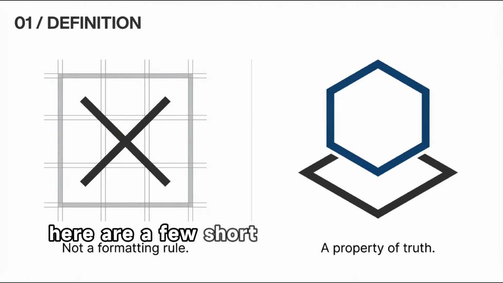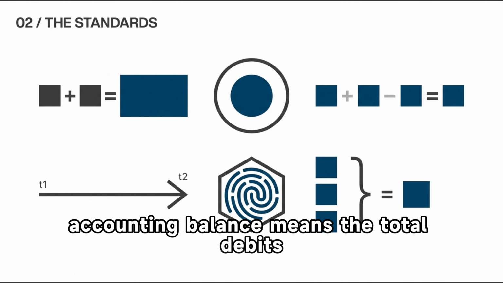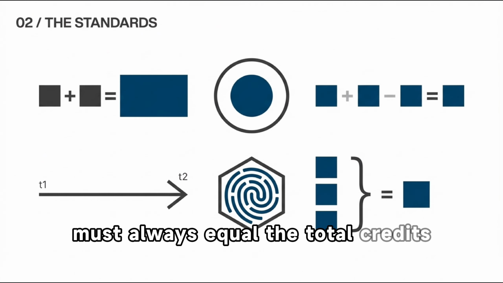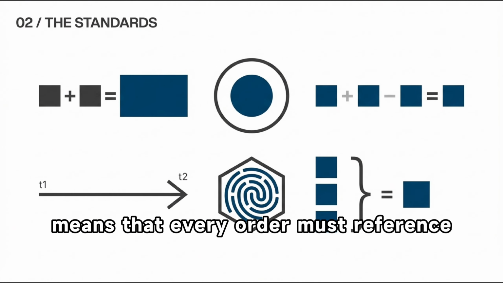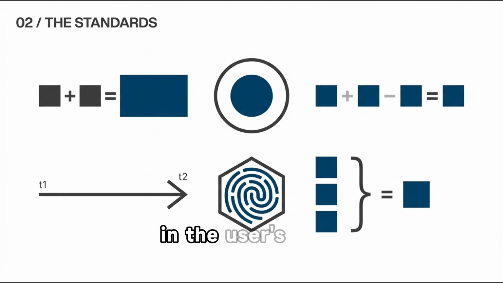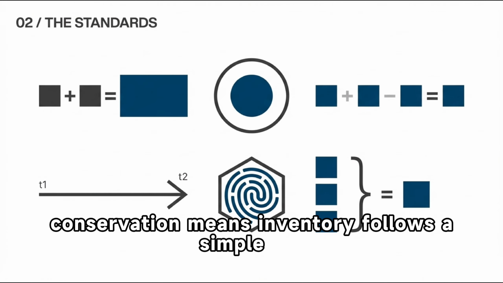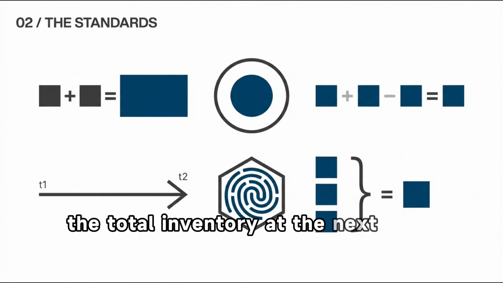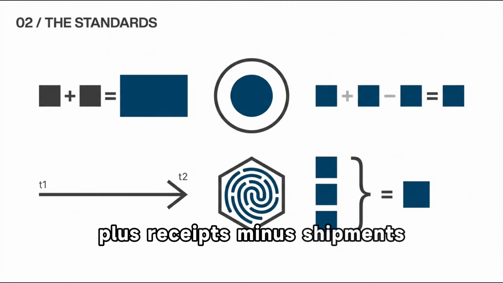Here are a few short, concrete examples. Accounting balance means the total debits must always equal the total credits. Referential integrity means that every order must reference a user that actually exists in the users table. Conservation means inventory follows a simple rule. The total inventory at the next time step equals the current inventory plus receipts minus shipments.